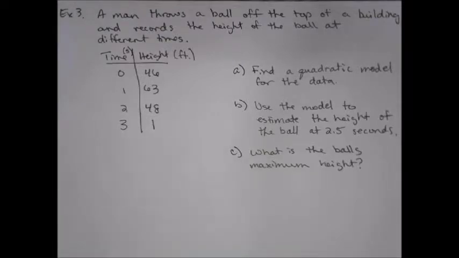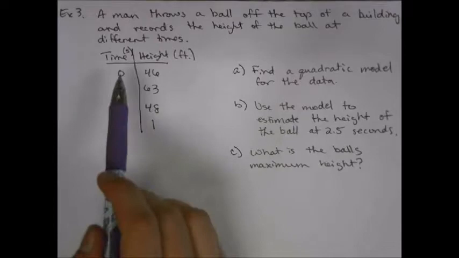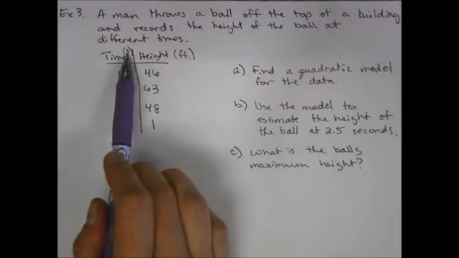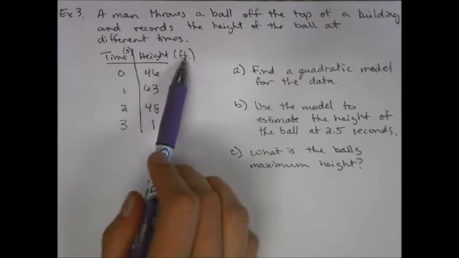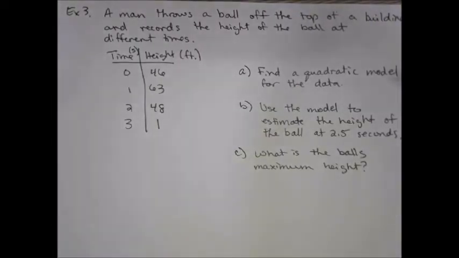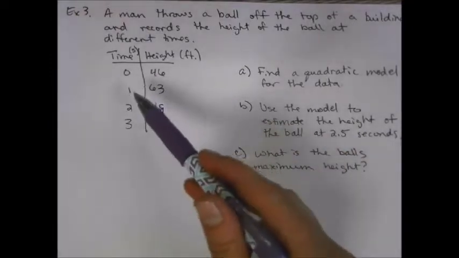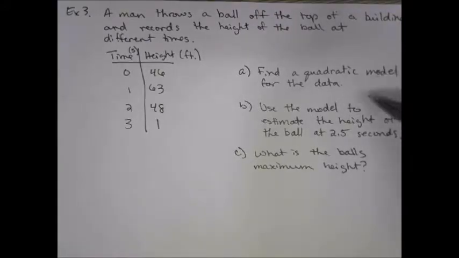Now that you've written it down, let's go ahead and read it together. A man throws a ball off the top of a building and records the height of the ball at different times. So we're given his time, and note that they're giving us the units in seconds, and then they're giving us the height of the ball, and that's in feet. We're going to find the quadratic model. Again, we're going to find the equation that best fits the data. Use that model to estimate the height of the ball at 2.5 seconds, and then find the maximum height of the ball. So let's go ahead and get out our Desmos.